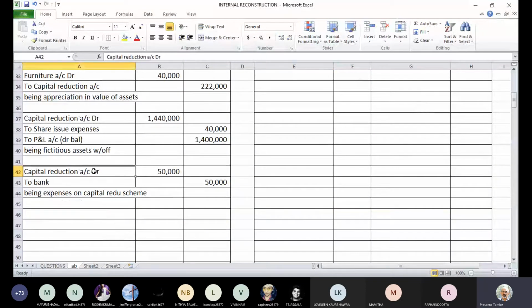For debtors, the entry will be capital reduction account debit to debtors account. The writing off of the debtors. So any write-off will be charged to capital reduction account.